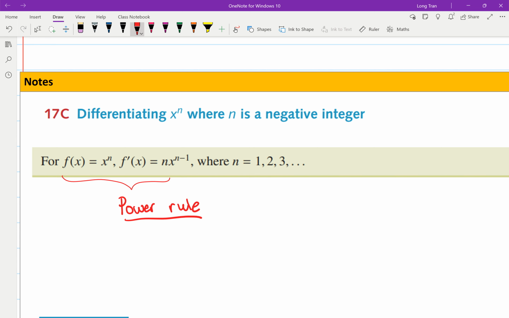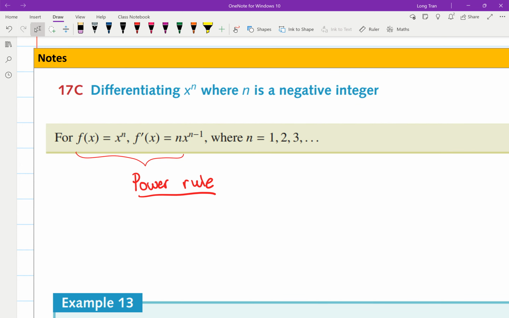This is good. Power rule. Once you do this whole formula, what does this tell us? What's the point of doing a power rule? Gradient function. So I'm going to write here, this is the gradient function. But then some of us still don't understand, what is a gradient function?